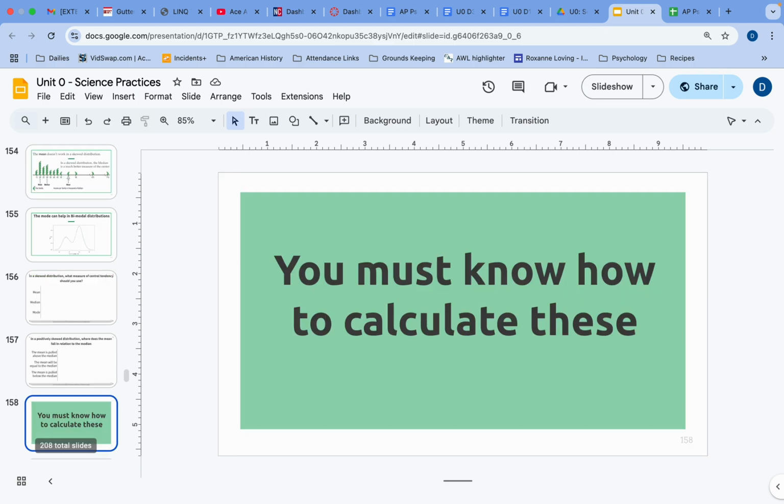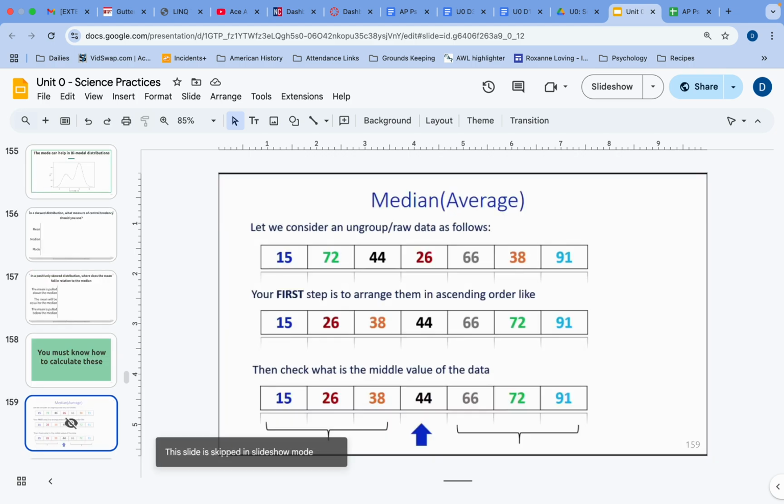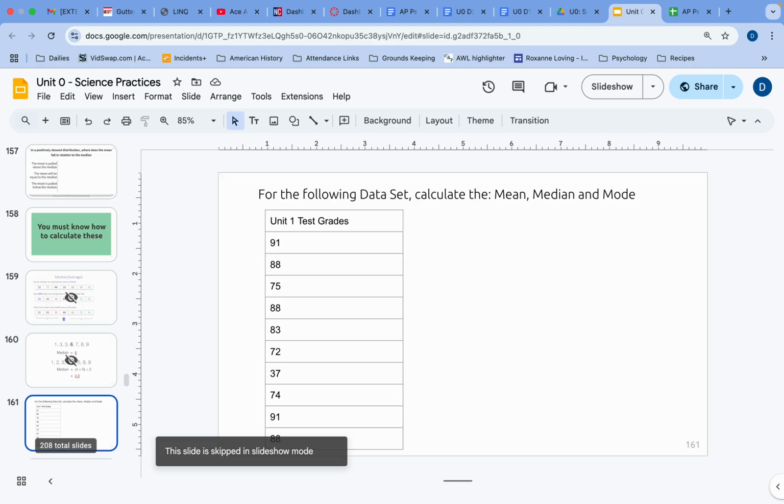All right, let's move on. All right, so again, I'll skip that example. I don't like that one.